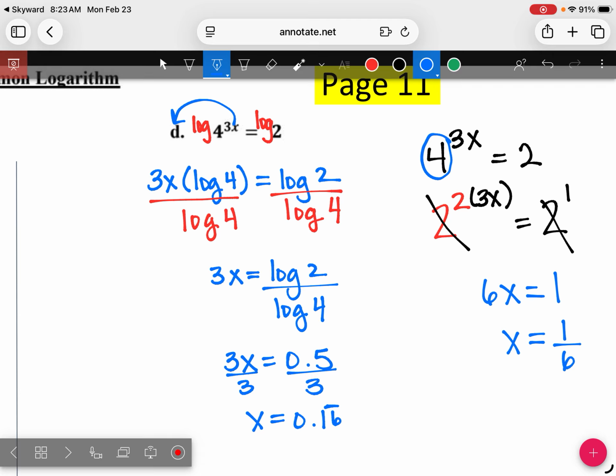So if you can rewrite it with a common base, that's the smarter way to do it. Only if you can't write it. So this is the module 5 way.